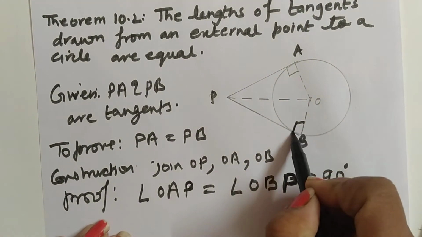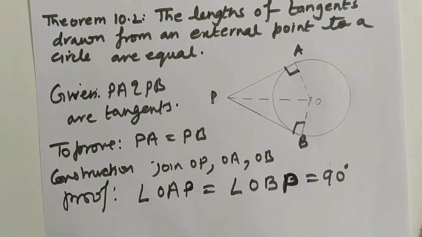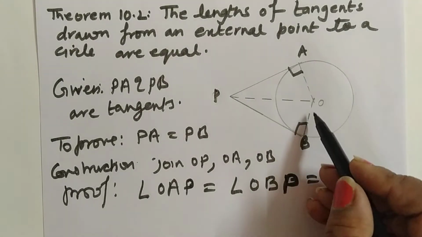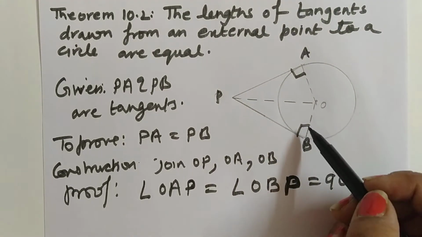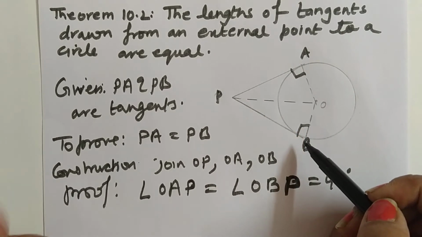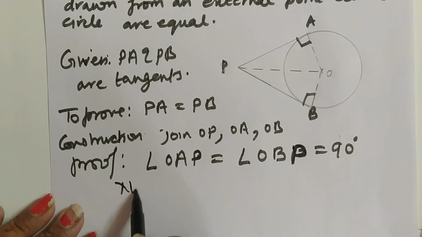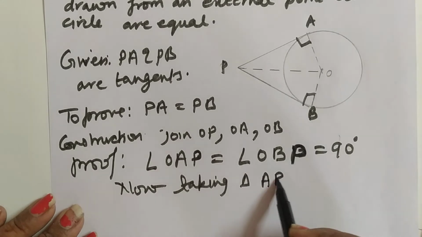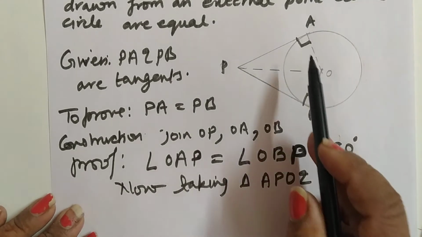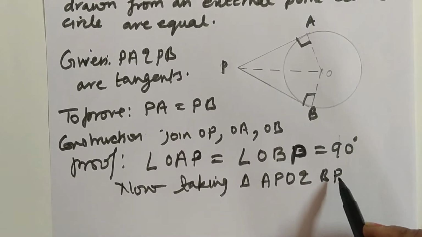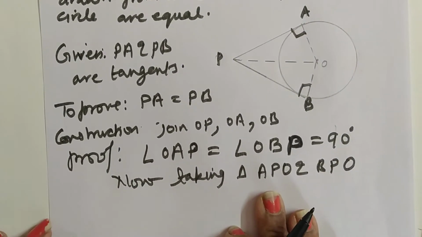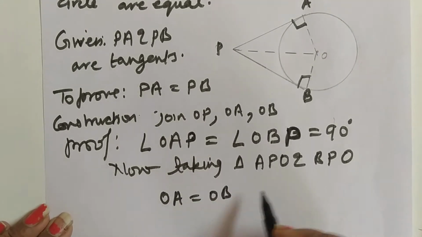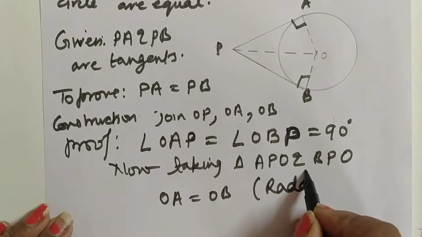I think you are able to see this angle now. Why are these two angles equal to 90 degrees? Just now we have proved in the first theorem that the radii OB and OA are always perpendicular to the tangent at the point of contact. So now, taking two triangles, triangle APO and triangle BPO, OA is equal to OB, as they are radii of the same circle.